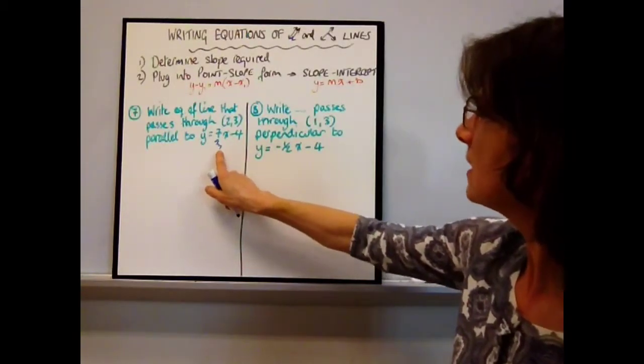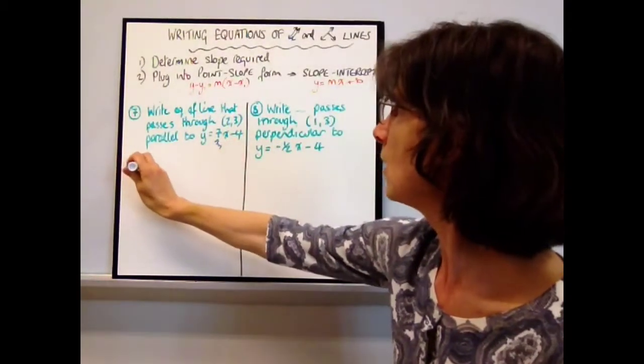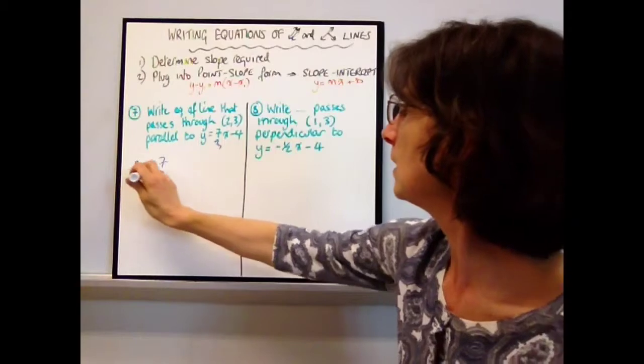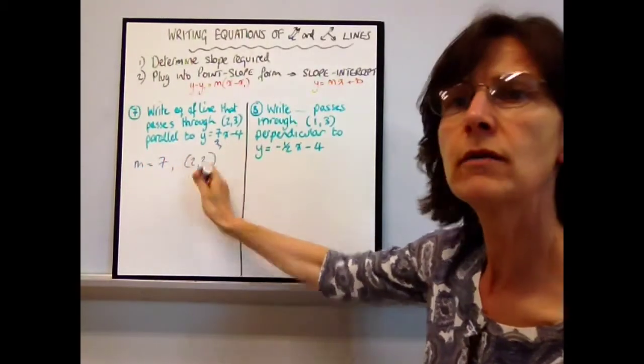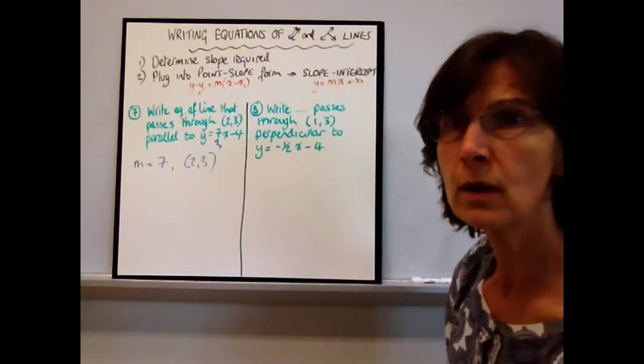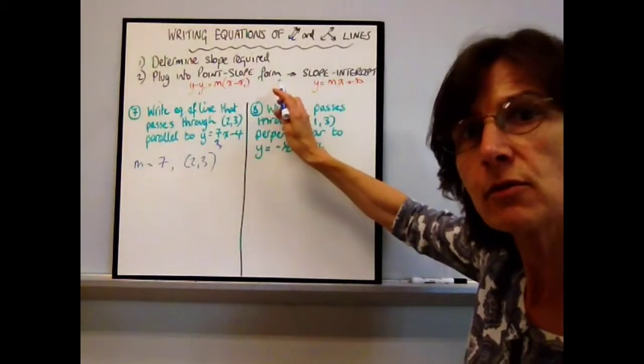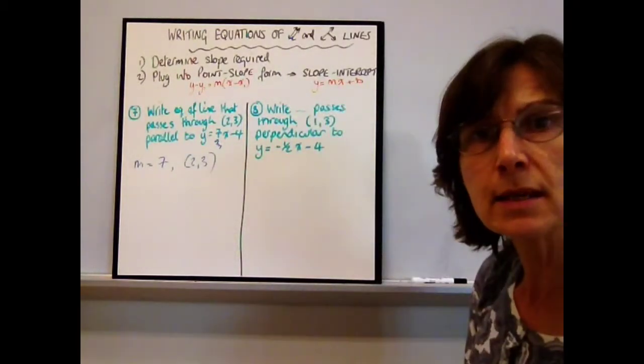And then it says I want it to pass through (2, 3). So I now know that I have a slope of 7 and I've got a point of (2, 3). What form does that remind you of? Point-slope form. So I'm going to plug it into point-slope form. Oh, look. There it is. Plug it into point-slope form, and then we're going to turn it into slope-intercept.